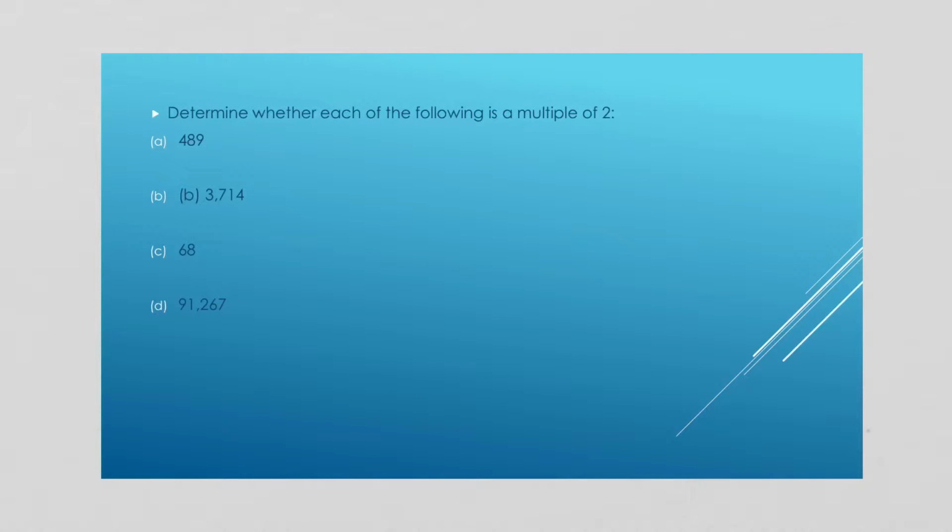Okay, so in order to tell if a number is a multiple of 2, the last digit has to end in an even number. Even numbers are 0, 2, 4, 6, 8. So because part A ends in a 9, it is not a multiple of 2. Because that ends in a 4, then yes, it is a multiple of 2. This ends in an 8, so I would say yes on this one as well. And this one ends in a 7, so I would say no, or it is not a multiple.